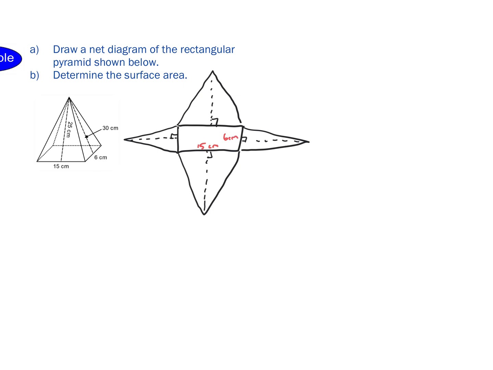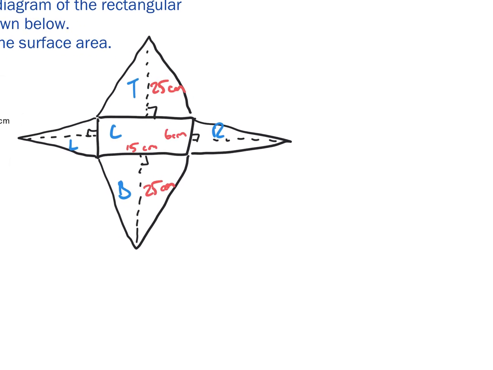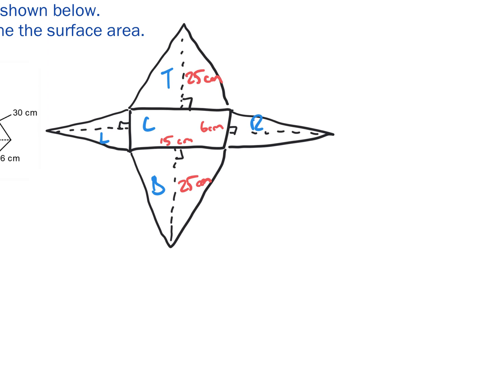If we label this as top, bottom, left, right, and center, what would be the height of the top and bottom triangles? 25, excellent. Oh, I see I'm doing that in red, so I'm going to be consistent. 25 centimeters, 25 centimeters. What's the height of the other two triangles? 30. Excellent, thank you so much.